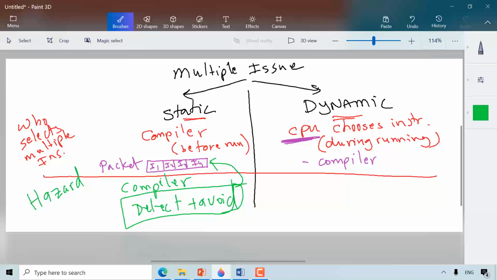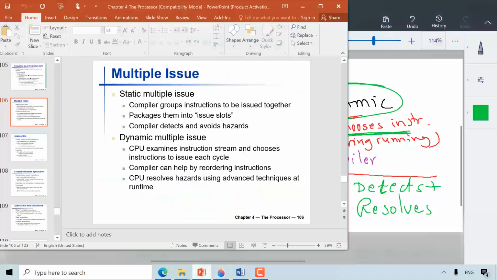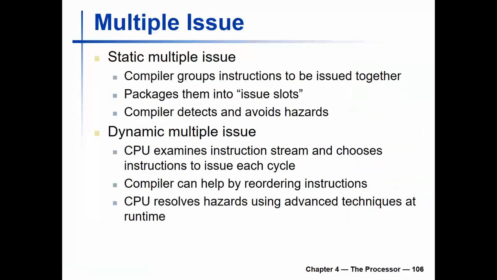Now, in the dynamic case, the CPU detects and resolves hazards, because it is the one which chooses those instructions, so it has to be able to detect and resolve. So you can see the static multiple issue is all about the compiler doing all the job, and the dynamic is all about the CPU doing the entire job.